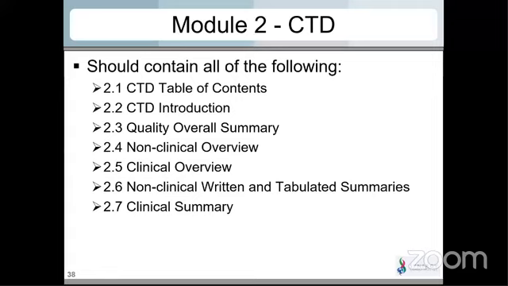Starting with the table of contents, a brief introduction, which gives simple information about your product, its name, the indication that you're targeting, some of those types of information, moves into the quality overall summary, and then the non-clinical overview and the clinical overview.